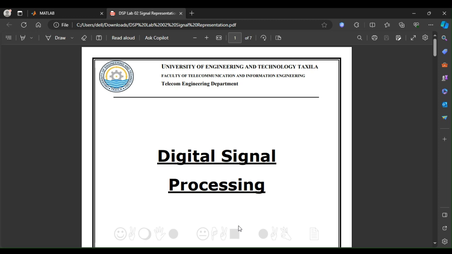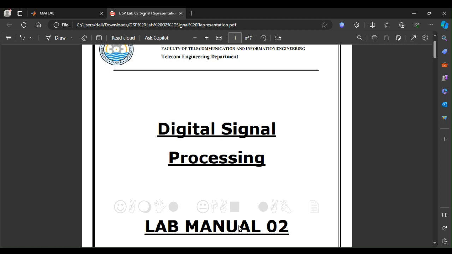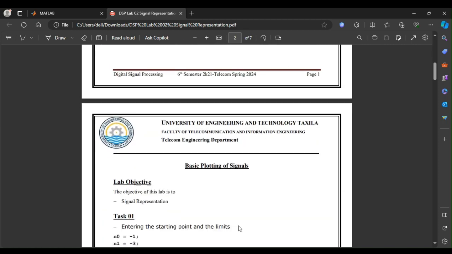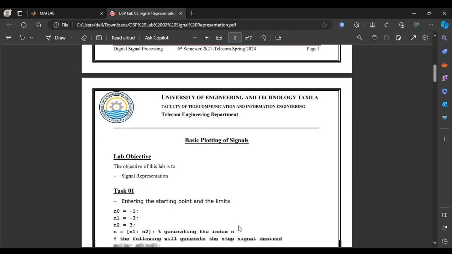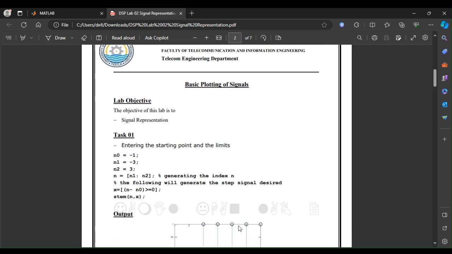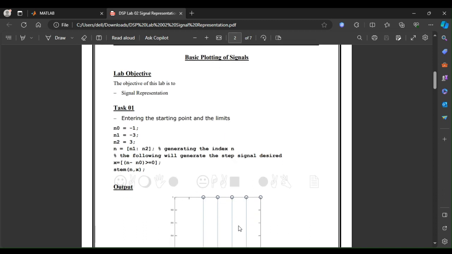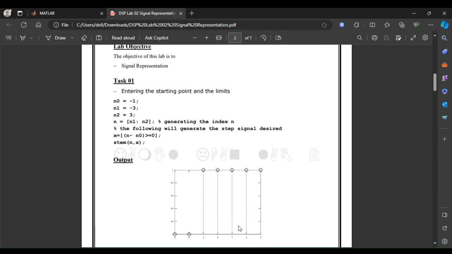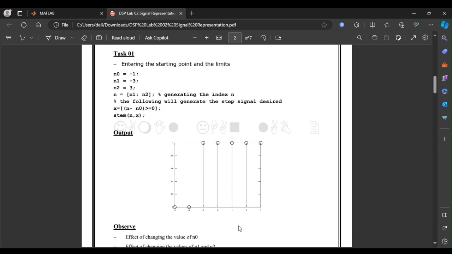So today we are going to solve lab manual 2 of digital signal processing, that is signal representation in MATLAB. Starting with the very first task of basic plotting a signal, that is to represent a step signal. Here we use the command stem to represent it in discrete form. We have N0, N1 and N2. N1 and N2 are the starting and ending points, while N0 is the distance between them.